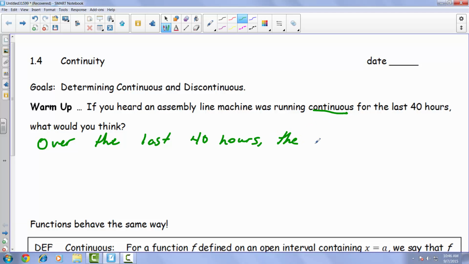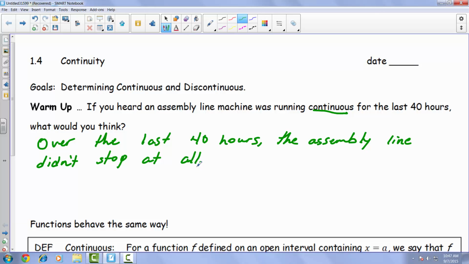So the assembly line didn't stop at all. Because in the real world, there's usually maintenance issues, or a lot of times they need to clean some of the machinery. But sometimes they have stretches where they can literally just keep going and keep going and keep going.